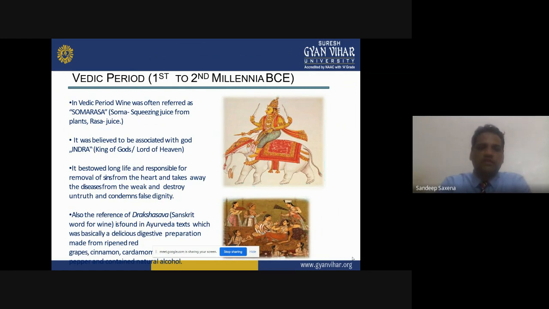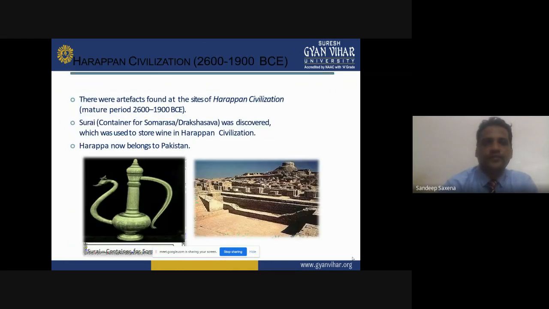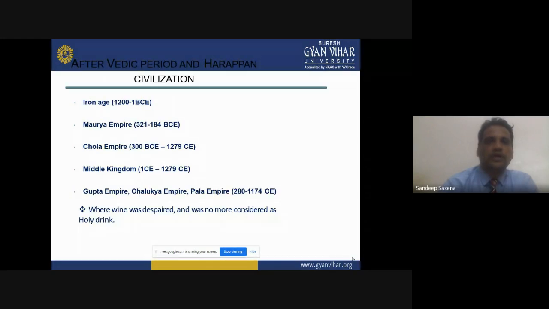Also the reference to Drakshava, the Sanskrit word for wine, is found in an Ayurveda text, which was basically a delicious digestive preparation made from ripened red grapes, cinnamon, cardamom, pepper, and containing natural alcohol.